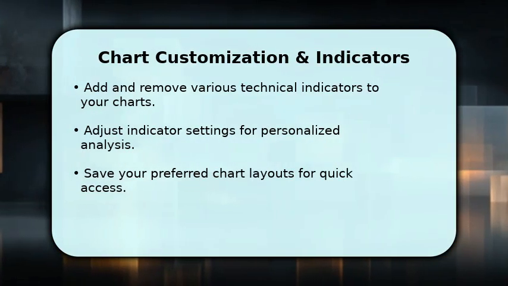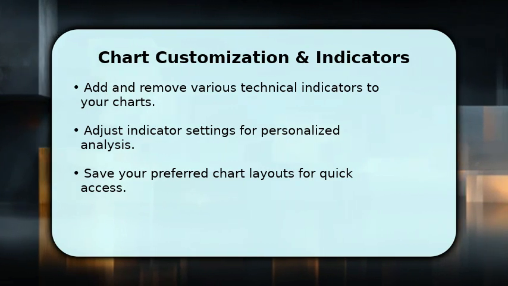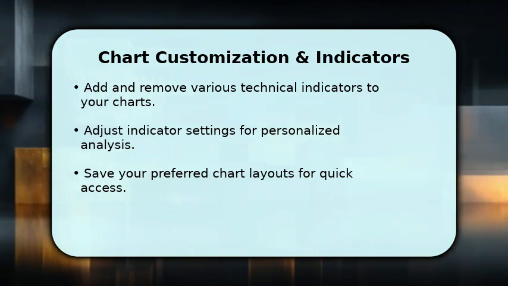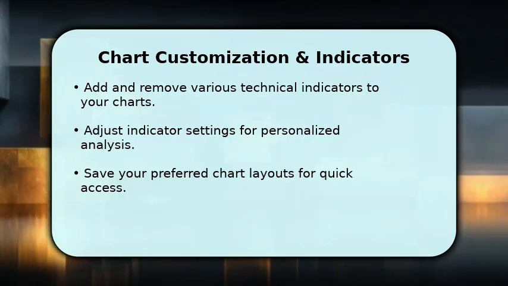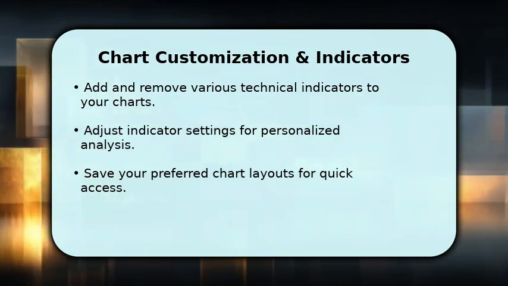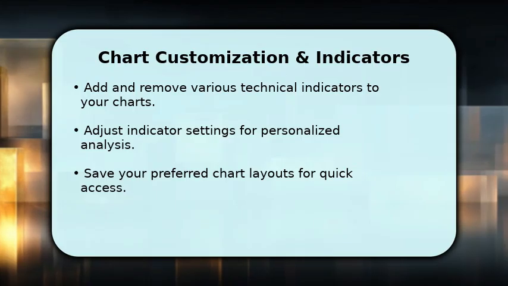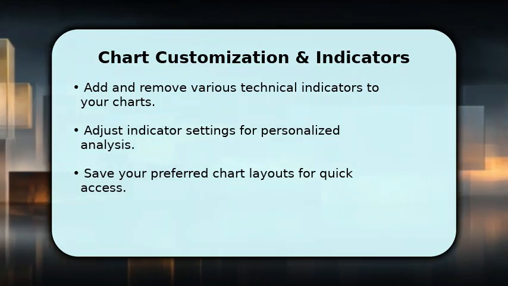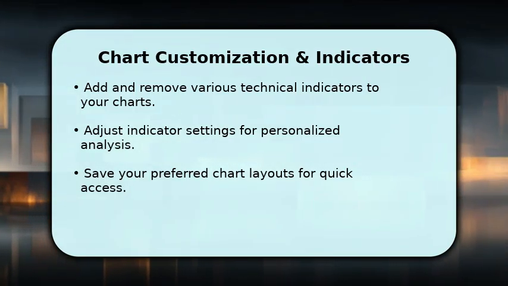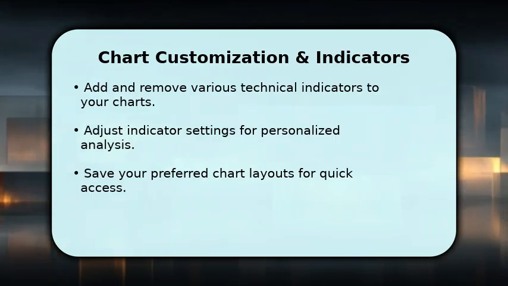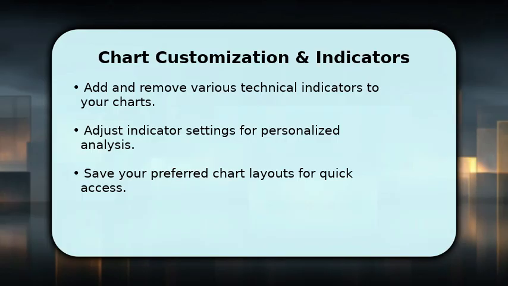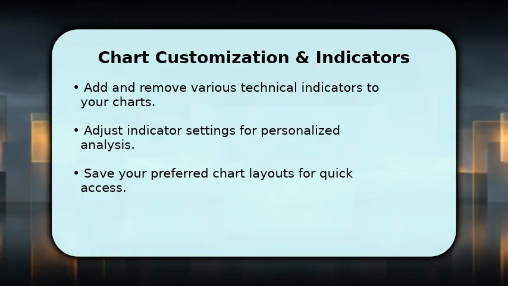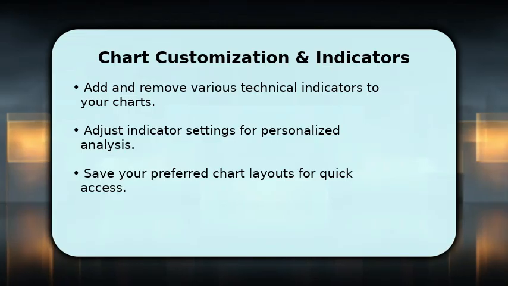Now, let's personalize your charts. Tap the indicator icon to browse and add popular technical indicators such as moving averages or RSI. Once added, you can tap on the indicator itself to modify its parameters, like changing the period of a moving average from 9 to 20. Remember to save your customized layouts so you don't have to reconfigure them each time you open a chart.